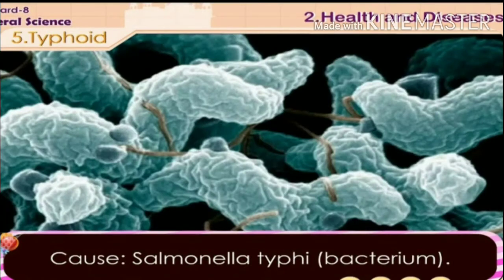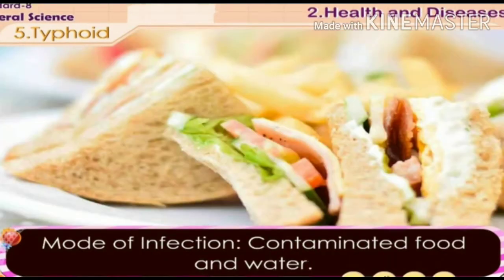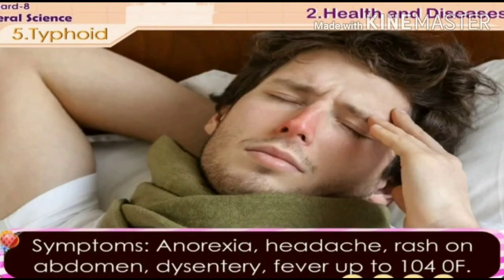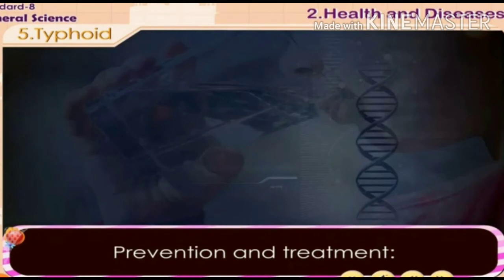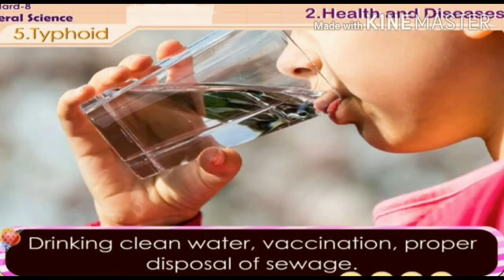Number 5, typhoid. Typhoid is caused by Salmonella typhi bacterium. Mode of infection is the same: contaminated food and water. Symptoms: anorexia, headache, rash on abdomen, dysentery, fever up to 104 Fahrenheit. Prevention and treatment of typhoid: drinking clean water, vaccination, proper disposal of sewage.